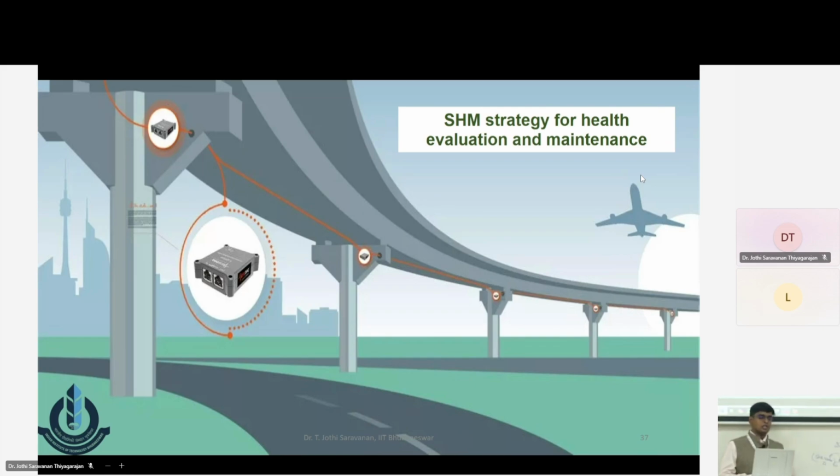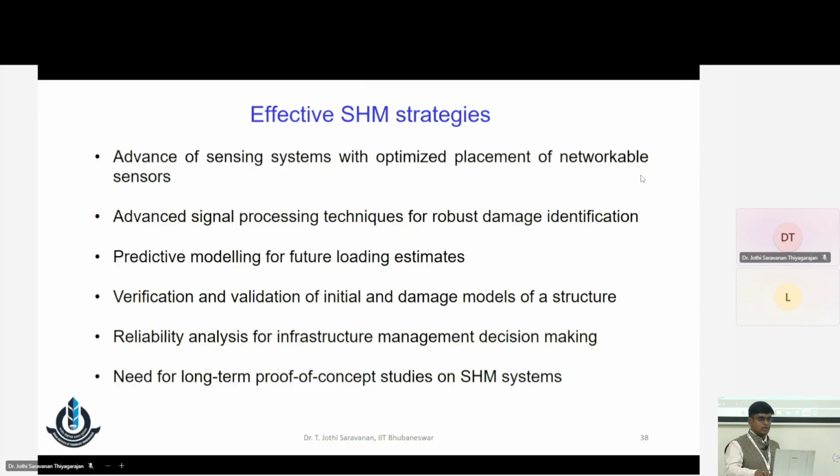I'm just trying to introduce why health monitoring is more important for bridge infrastructures, particularly for maintenance and inspection purposes. From here onwards we will go into the effective strategies where computer vision is going to play a major role. If you have any questions, you can ask. If not, we can continue. Any questions? No? Fine. So we'll continue.